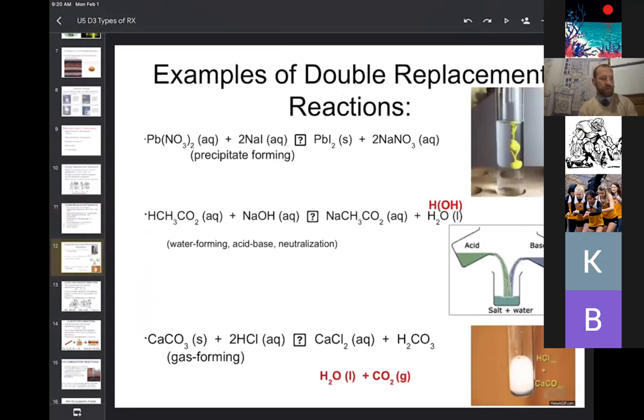Here are some cool images of double replacement reactions. In the top, we've got that lead nitrate and sodium iodide forming that yellow lead iodide. Beautiful. It is actually that vibrant in real life too. It's really a wild reaction. The next one, if you have an acid and a base and they react with each other, if you get the proportions right, they actually just make salt water, which is pretty cool.